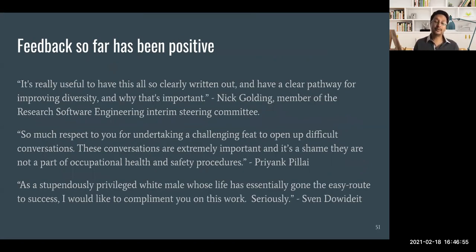So for this capability maturity model, the feedback so far has been positive. You know, having a clear pathway, having a practical way to be able to do things. And I like this last one: "As a stupendously privileged white male, whose life has essentially gotten the easy route to success, I'd like to compliment you on this work." And that was really nice to be able to see. Because, like I said, it was a real struggle emotionally to be able to go through this.